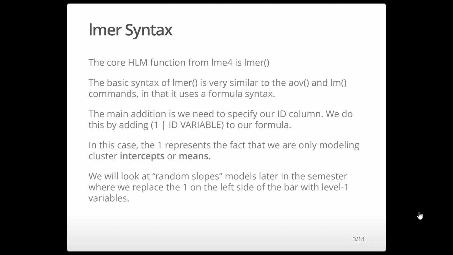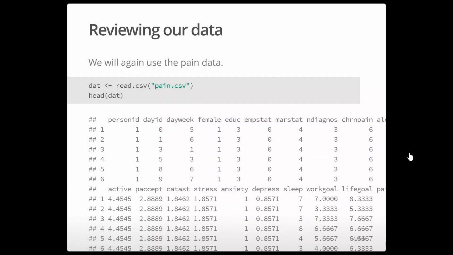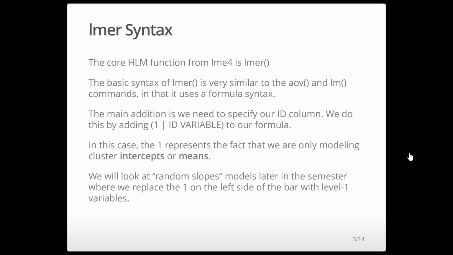And the basic syntax is very similar to the aov and lm functions in that it is a formula syntax with the outcome variable on the left, then a tilde, then the variables all separated by pluses, and the data. The key difference between the lm and aov functions and lmer is that we need to specify our ID variable or our random effects. In this case, we do this by adding an extra variable at the end, which in parentheses is one, a vertical bar, and then our ID variable. In this case, the one represents that we are specifying random intercepts, or we're only interested in cluster means, because we're doing an unconditional model, and this is only a random intercepts model.